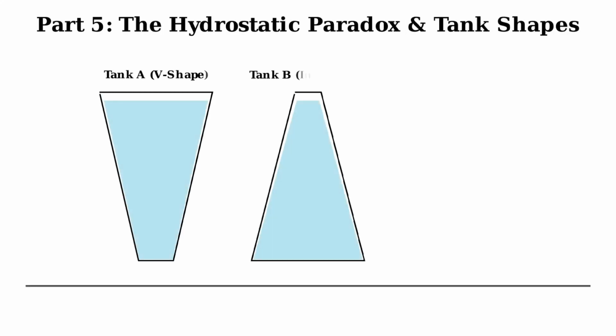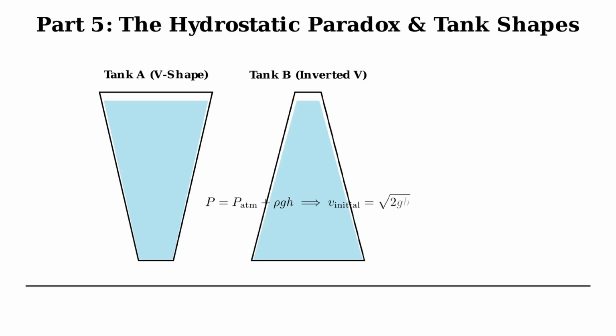Welcome to part 5. So far, we've analyzed rectangular tanks. Now let's ask a fundamental question in fluid dynamics. What happens if two tanks have the exact same initial water height and drain hole, but completely different geometric shapes? Tank A widens upward like a V shape, holding a large volume near the top. Tank B narrows upward like an inverted V, holding most of its volume near the bottom. Which tank will drain faster?